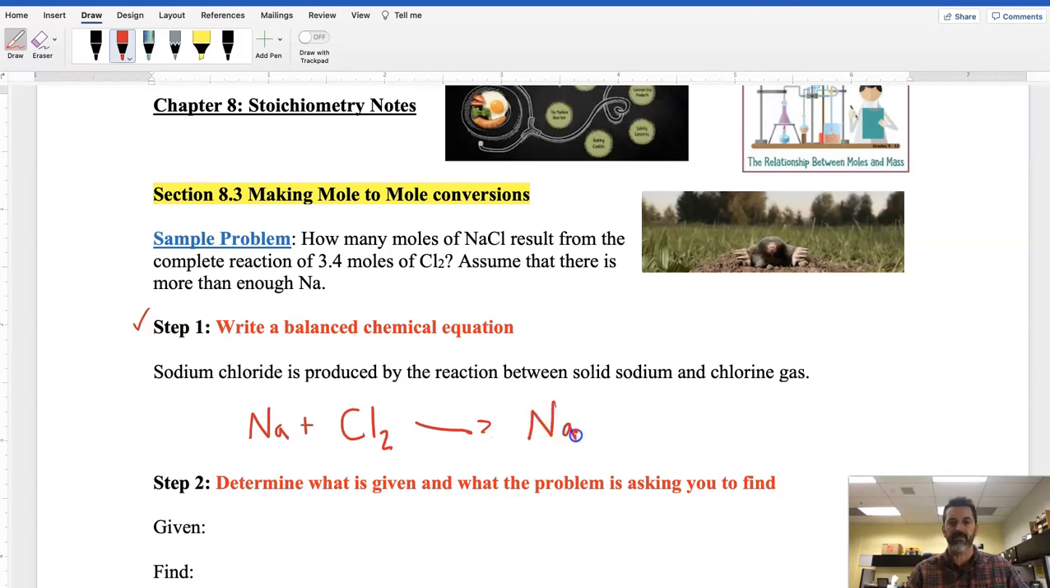So remember, sodium is +1, chlorine is -1. So I have to remember how to put those together. I also have to remember that chlorine gas is diatomic, so it's part of the Brinkelhoff, it gets a 2. And sodium is by itself.